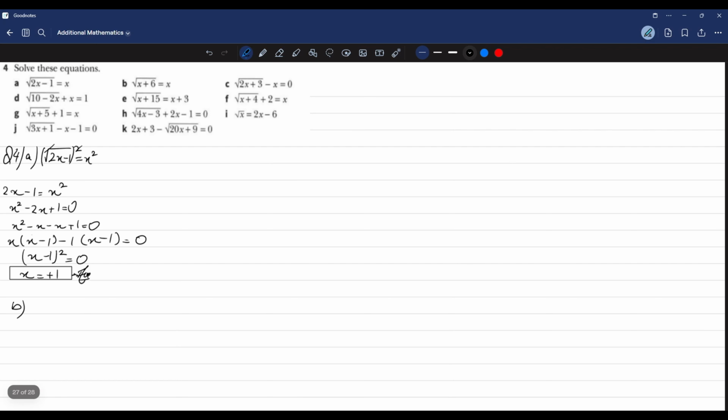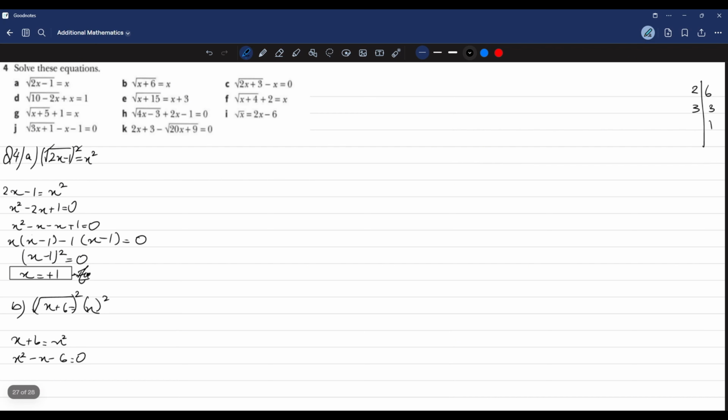For part B, we have under root x plus 6 is equal to x. Again, the same type of question. We square on both sides, and we get x plus 6 is equal to x squared. We construct a quadratic equation out of this. x squared minus x minus 6 is equal to 0. What would be the factors of negative 6? Well, we do know them already, but for the sake of this video, 2 and 3.